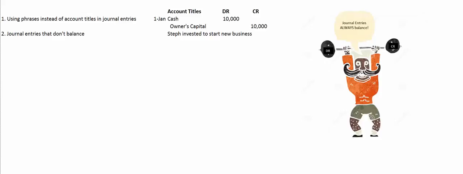A second mistake is to create journal entries that don't balance. We have to have the same amount of debits and credits. So if you go to a job interview and somebody asks you hypothetically what the journal entry might be, be sure to have the same amount of debits and the same amount of credits. If you get the account titles wrong, it just looks like you made a mistake. But if you have $10,000 worth of debits and $5,000 worth of credits, it looks like you never took accounting.